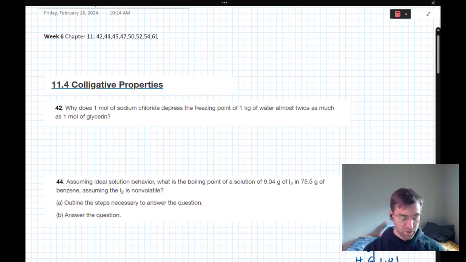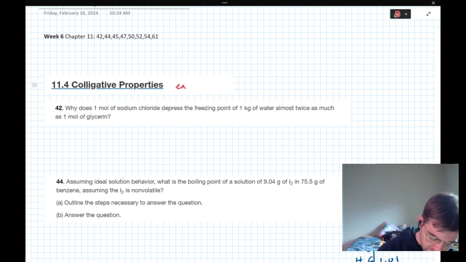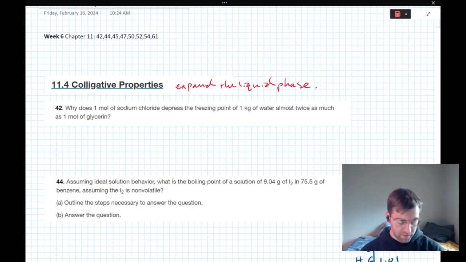So we're back in solutions. We're looking at the colligative properties again. You can think of the colligative properties simply as expanding the liquid phase. So for question 42, why does 1 mole of sodium chloride depress the freezing point of 1 kilogram of water almost twice as much as 1 mole of glycerin?